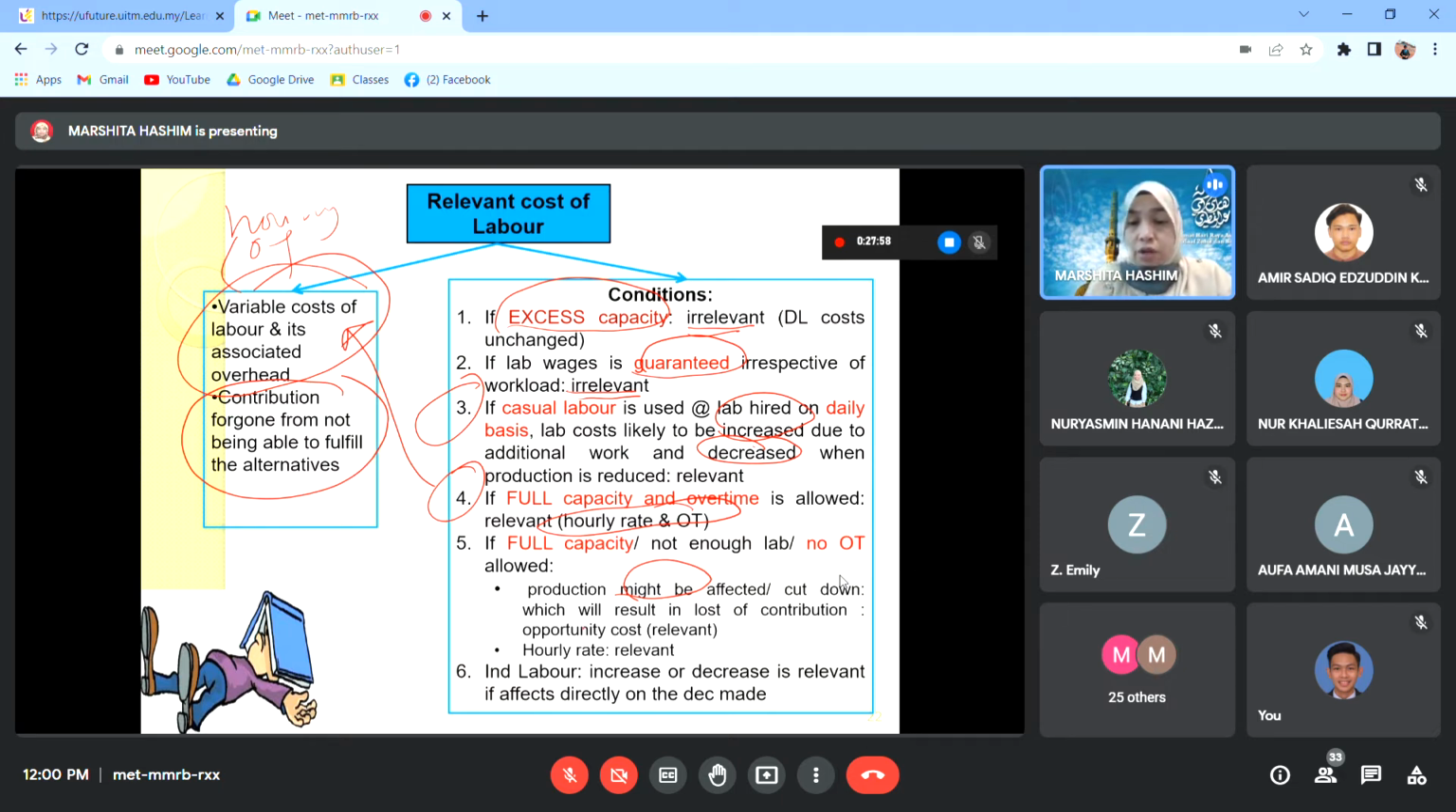So loss of contribution is opportunity cost. Opportunity cost is relevant, and then the hourly rate is also relevant. So in condition number 5, you have two costs for labor: your benefit foregone and also the hourly rate for labor. Number 6, indirect labor, an increase or decrease is relevant if it directly affects the decision made. This is regarding labor.